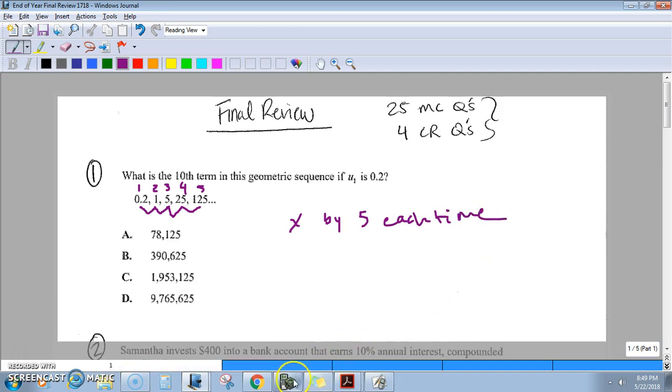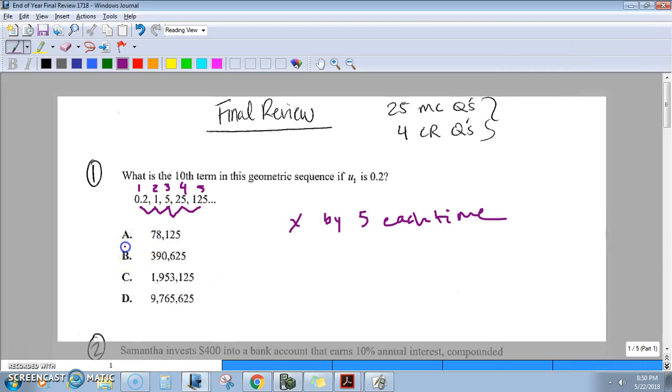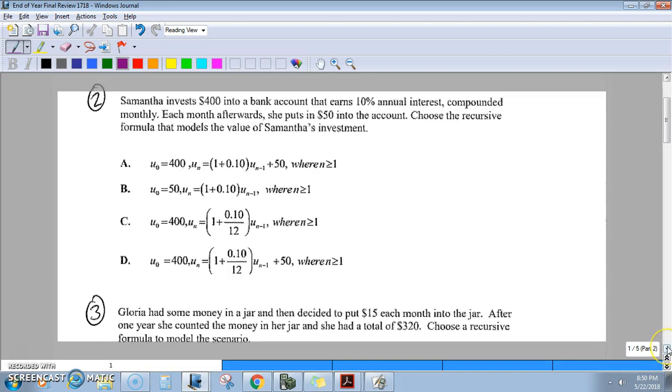right? And if we want the 10th, let's see, we have 125 times 5. So that's going to be the 6th times 5, 7th, 8th, 9th, 10th. 390625. The answer is B. All right, what's next? 2.